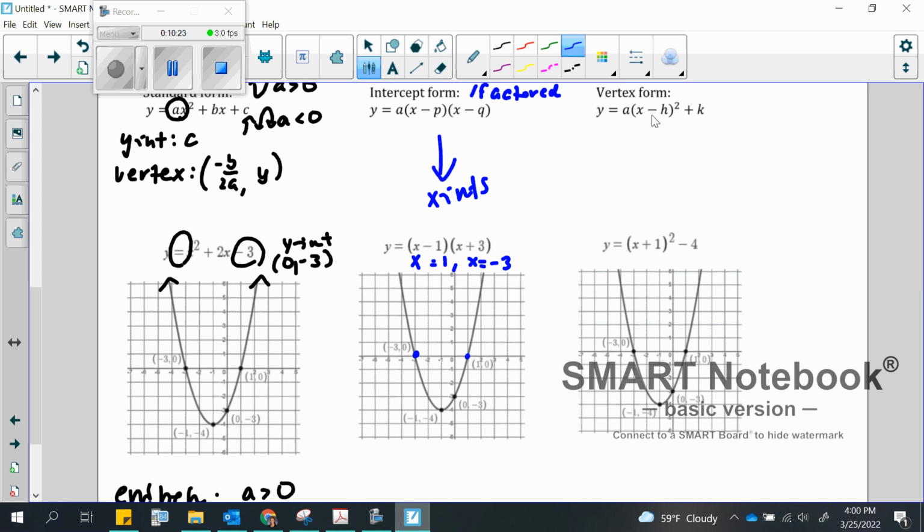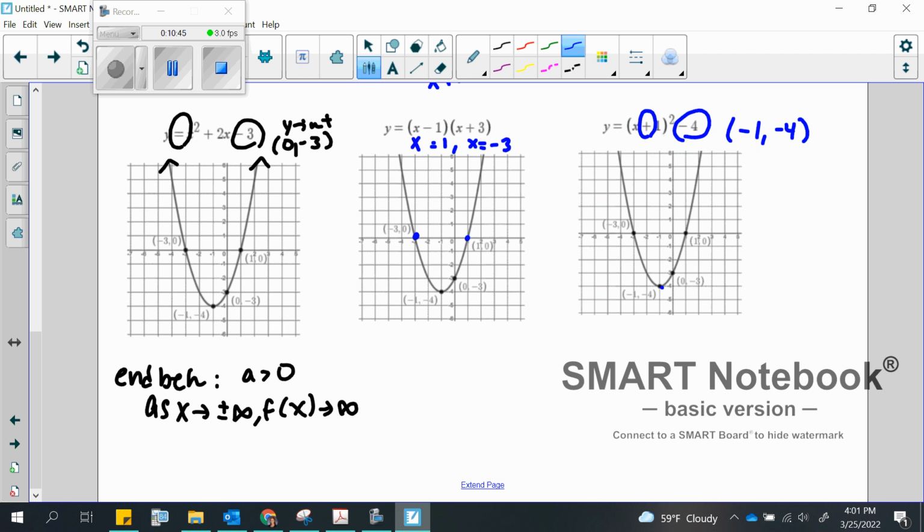And then vertex form tells you the vertex. So in this case, (h, k) is the vertex. Make sure you pay attention to the negative here. In this case, we switch the sign for the x. Remember, x's are always opposite. So my vertex would be -1. We keep the y value the same, -4. And if you look on the graph, my vertex is indeed (-1, -4).